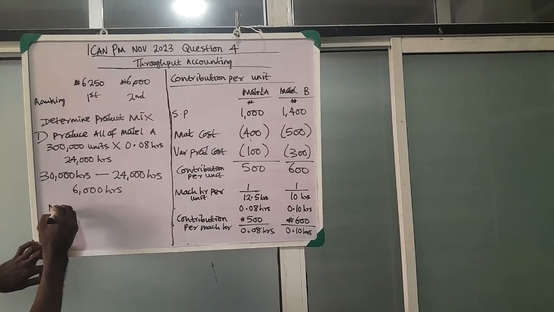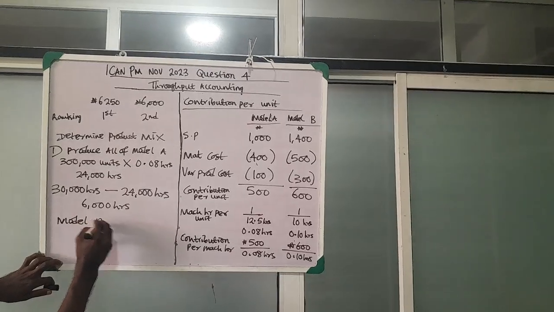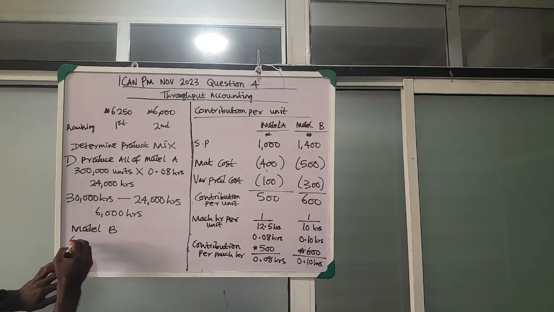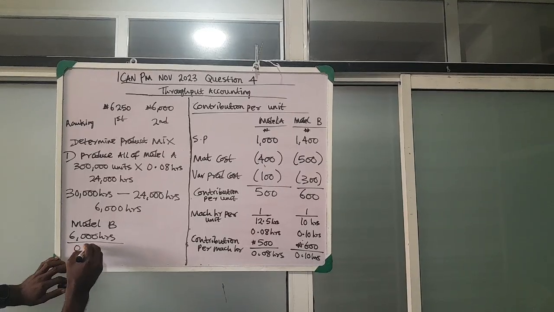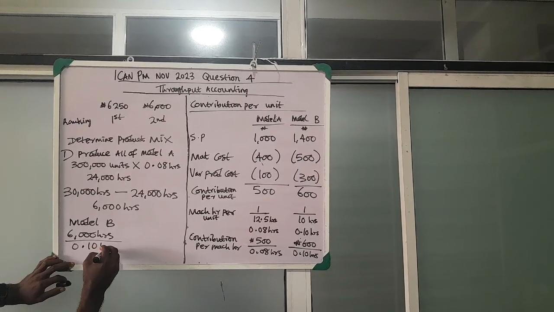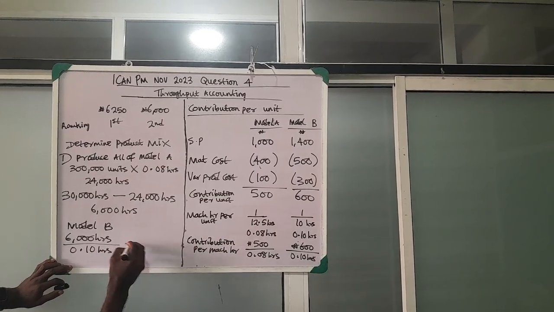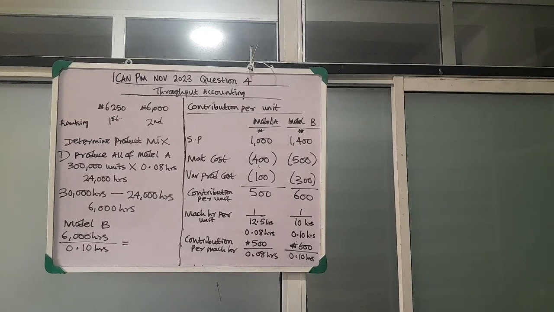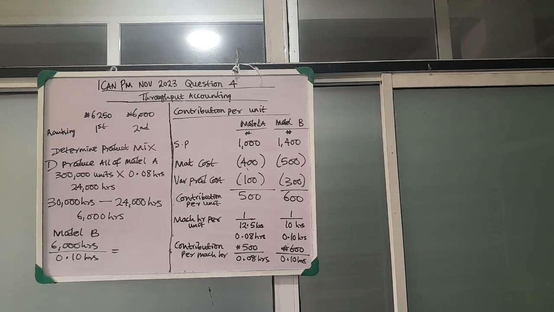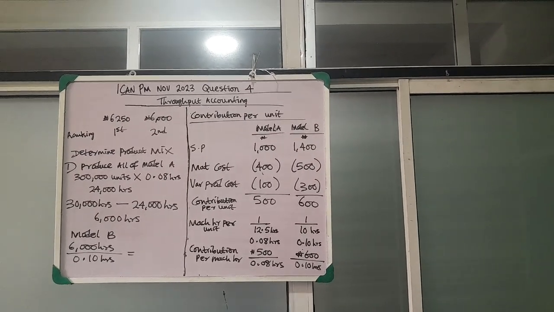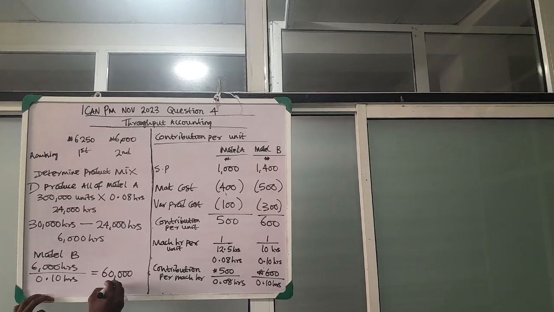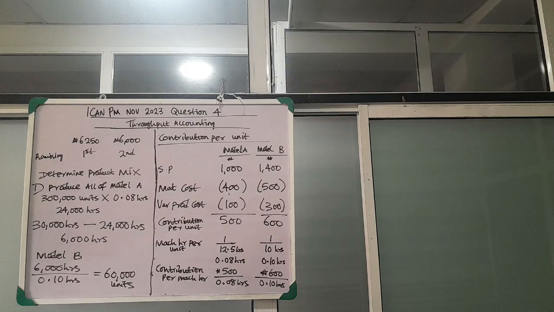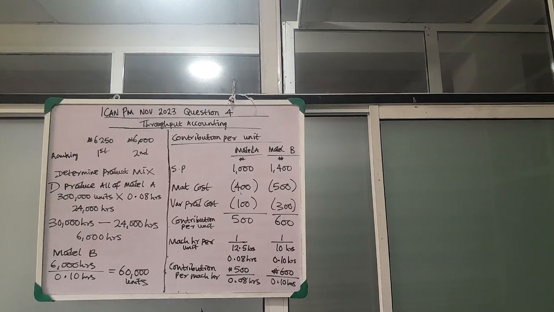So for model B, what we'll do is the 6,000 hours that is available divided by 0.10 hours, which is the machine hour per unit. That should give us the units that we are going to produce for model B. So 6,000 hours divided by 0.10 will give us 60,000 units. So with this, we have gotten the product mix.